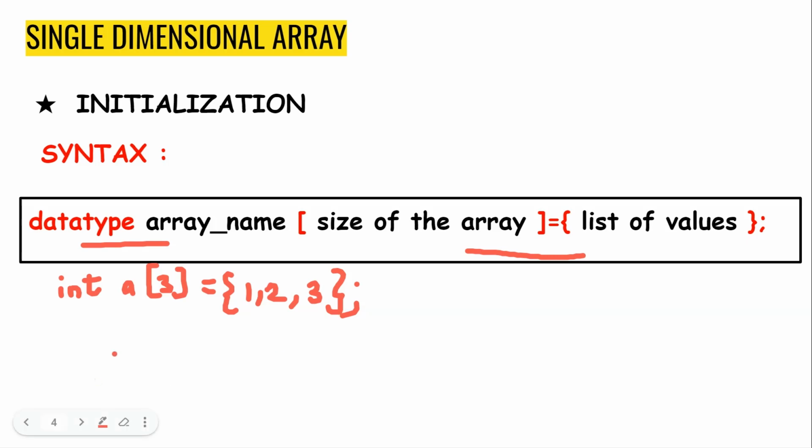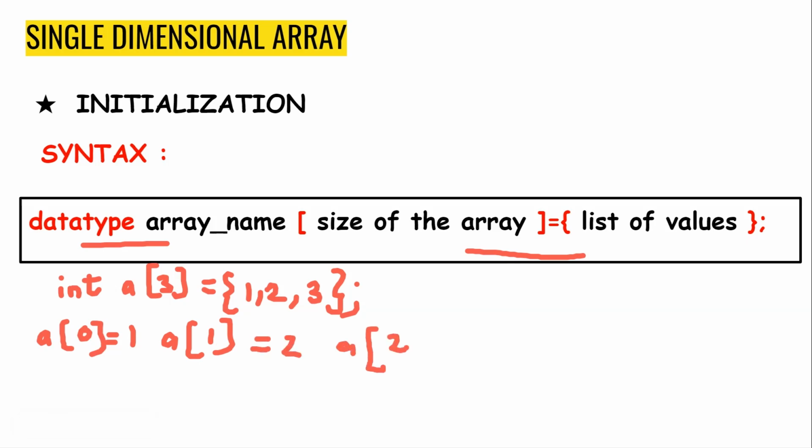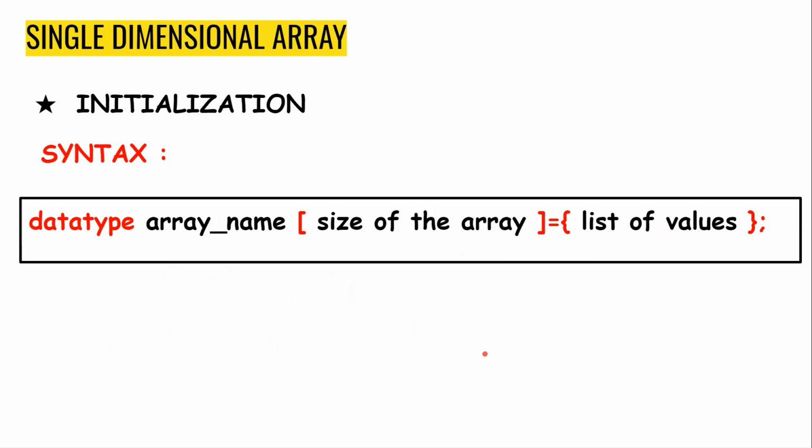So it declares an array A of integer type with array size 3 and initializes the array elements as A[0] = 1, A[1] = 2, A[2] = 3 respectively. Values in this list are separated by commas. If the number of values in the list is less than the size of the array, then only that many elements will be initialized.